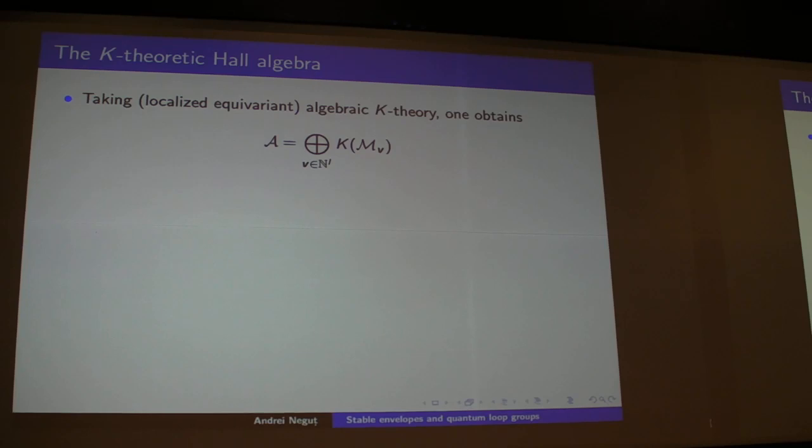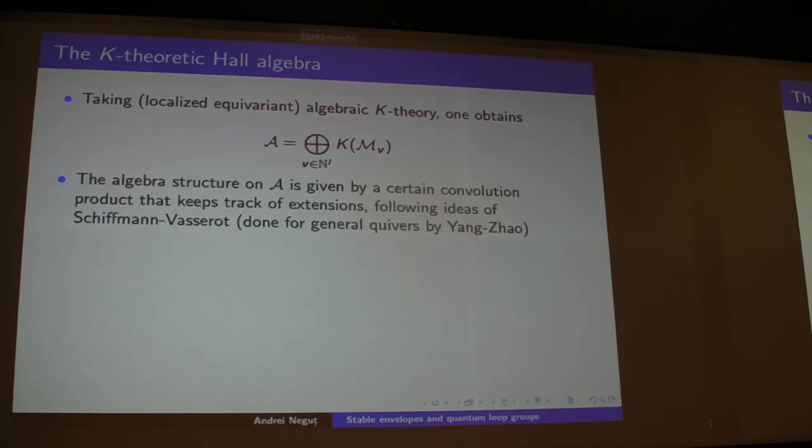So that said, we don't just want this to be a vector space, we want this to be an algebra. And the algebra structure on this thing is quite interesting. It's not what you would expect from the usual multiplication in cohomology or K-theory. The usual cup product in cohomology or tensor product in K-theory would act on the K-theory of M_V for a given V. It would stay within the graded summand of this algebra. But the algebra structure we want on A is not like that. We want an algebra structure which takes something in the V summand and multiplies it with something in the V prime summand and lands in the V plus V prime summand. That is a convolution product.